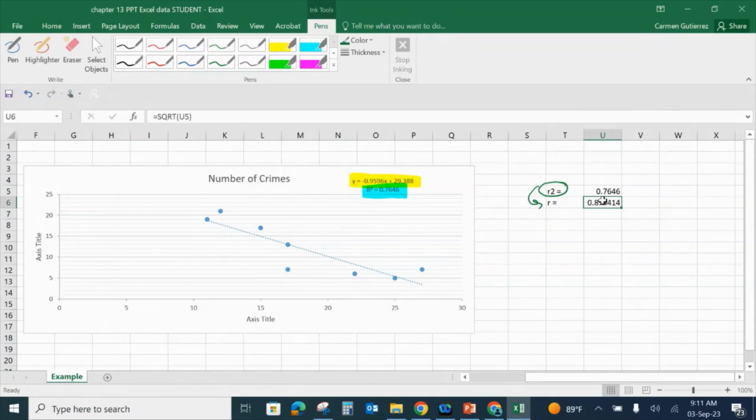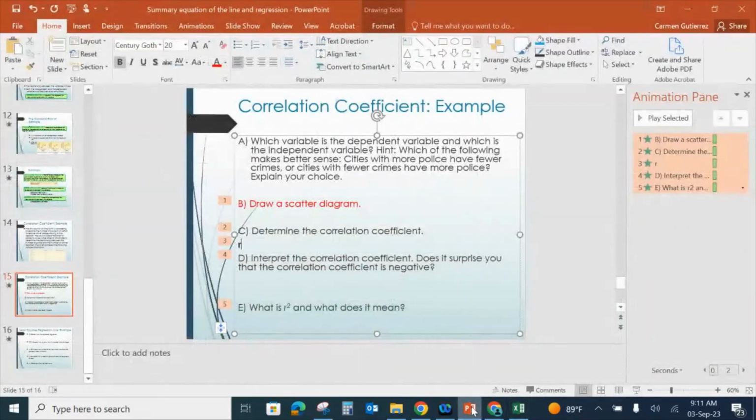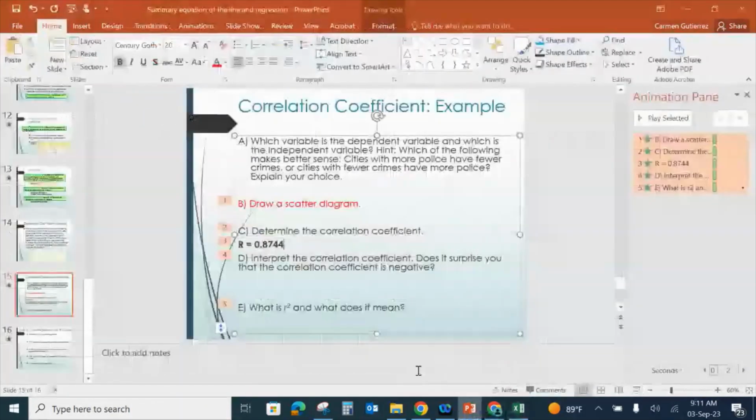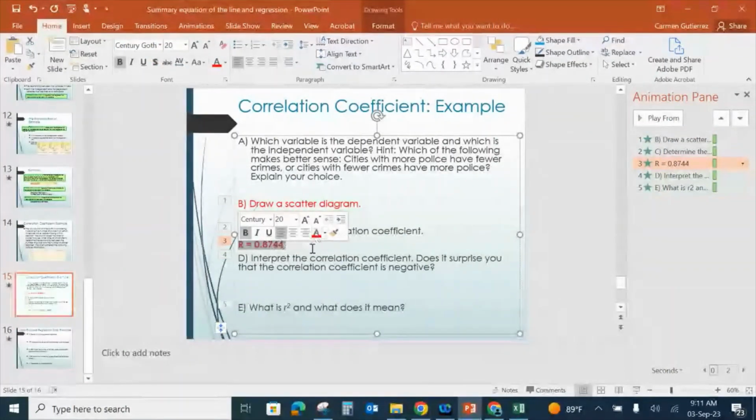So the R, which is the coefficient of correlation, is 0.8744. Okay, so we want it here. Coefficient of determination equals 0.8744. Is that what we got? I forgot. 8744. Yes, 4 decimal places is fine. So this is what we get. All right, fine. Then interpret the correlation coefficient.